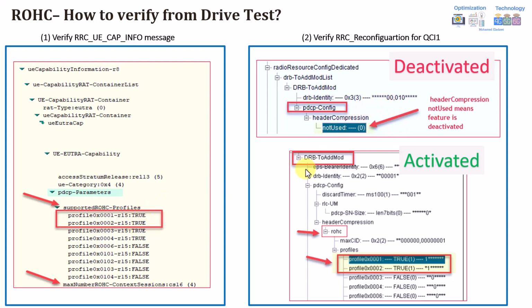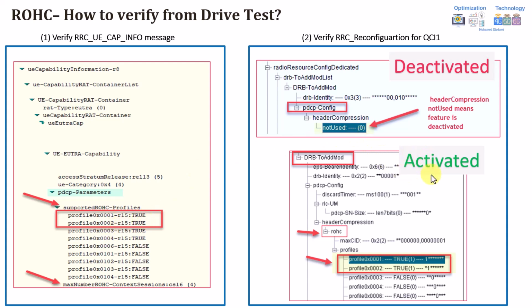And here, from the eNodeB side, during the ROHC configuration, when configuring the QCI 1 data radio bearer, it will send ROHC under the PDCP configuration data in the PDCP layer. So if it's not used, this means header compression is not being activated. The feature may be off and not working, or even the user is not supporting it.